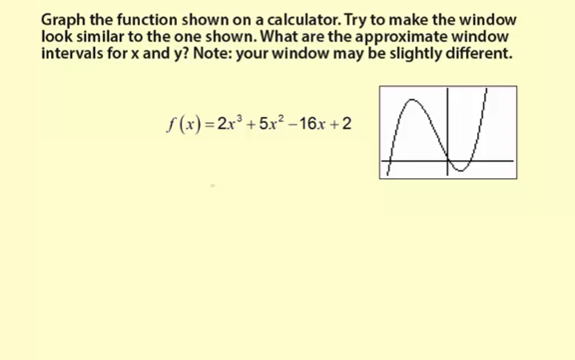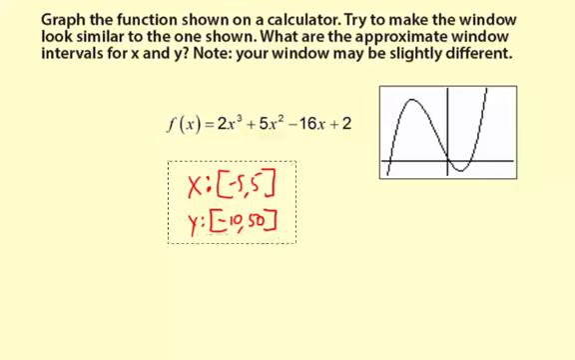So here's how I'm going to write the interval. My x interval was from -5 to 5. My y interval was from -10 to 50. And I'm making these closed intervals because the max and the min values are included on the window for the calculator. Alrighty, so these are our intervals for the calculator to make this function f of x look like the given graph.